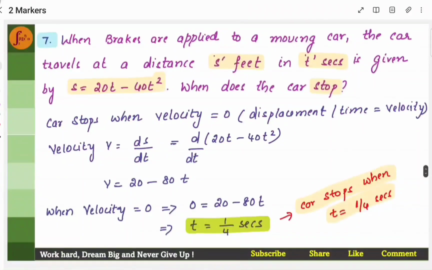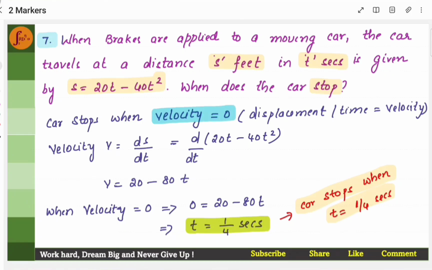The next problem. When brakes are applied to a moving car, the car travels a distance of s feet in t seconds. The displacement is given here. When does the car stop? You need to find at what time the car stops. The car stops when the velocity is 0. Of course, if the car is not moving, only then has the car stopped. If it's not moving, it means velocity is 0.